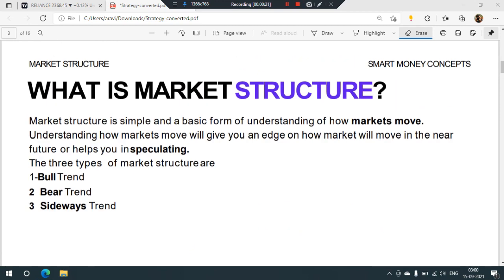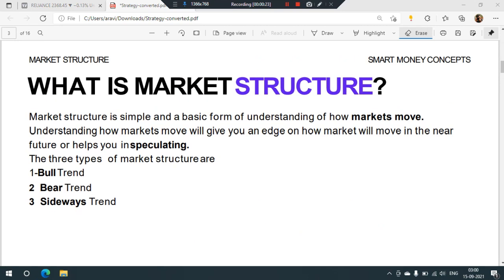Now, what is market structure? Market structure is a simple and basic form of understanding of how markets move. Understanding how markets move will give you an edge on how the market will move in the near future. Simply saying, if you open up a chart and you get confused about what the trend is, market structure will help you identify the trend.